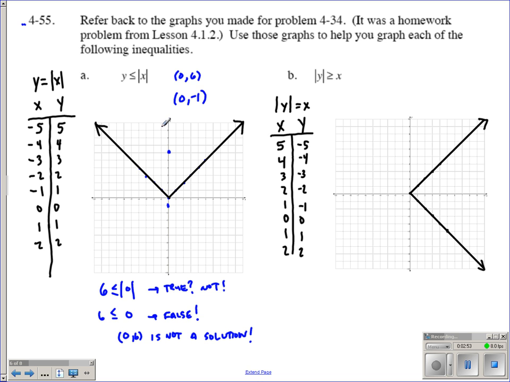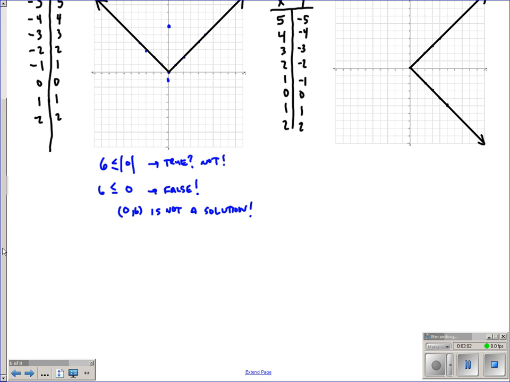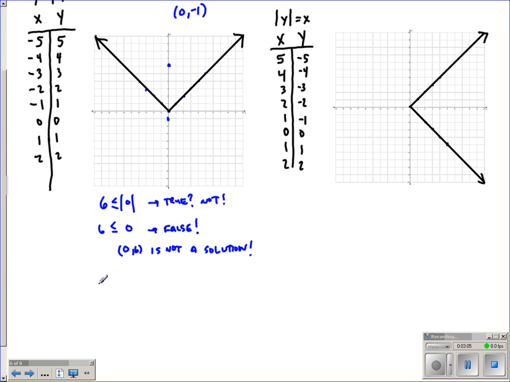So let's try our point (0, -1). If we plug in -1 for our y, we have -1 is less than or equal to the absolute value of 0. Well, the absolute value of 0 is 0 again, so we have 0 is greater than or equal to -1. This one is true. That's a good thing. That means that is a solution. So we have (0, -1) is a solution.